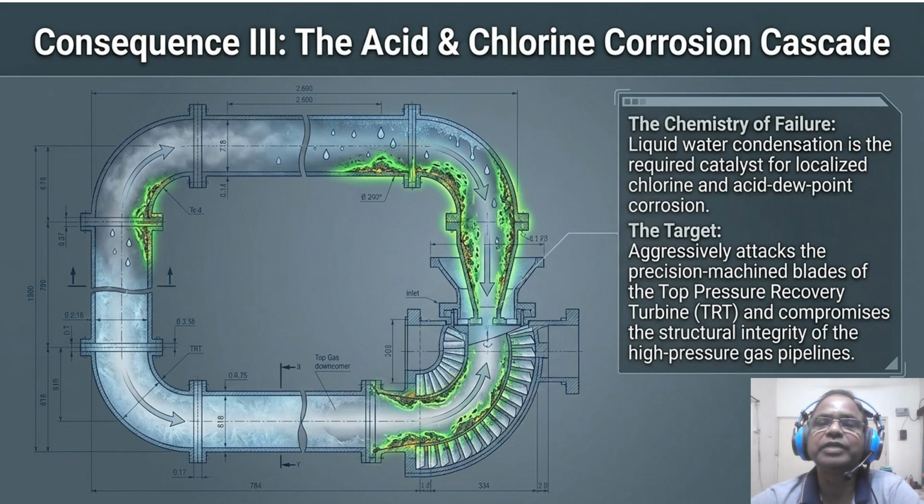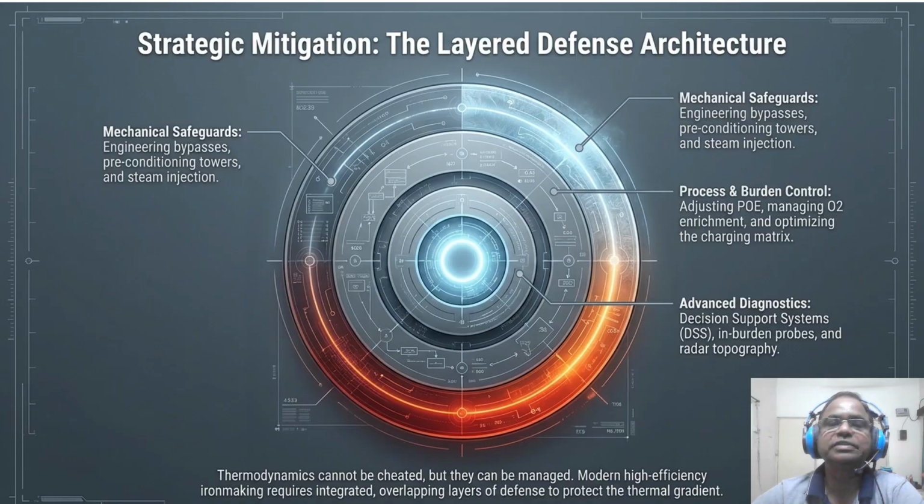So to fight this, we implement a layered defense architecture. And our next slide is talking about those strategic mitigation plans. So the layered defense architecture, let us talk about. So thermodynamics cannot be cheated, but they can be managed via this layered defense. So we use advanced diagnostics to see, burden control to adjust and mechanical safeguards to protect. So modern iron making requires all three to overlap to maintain that critical 100 degree centigrade thermal buffer.